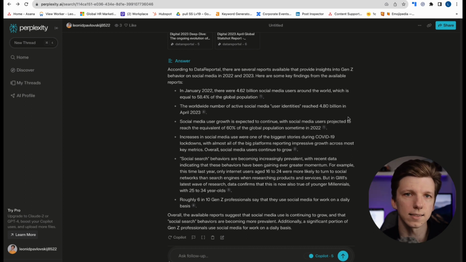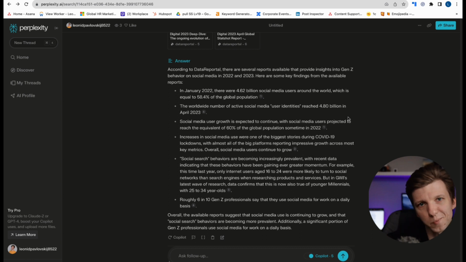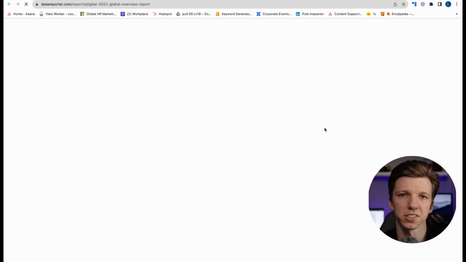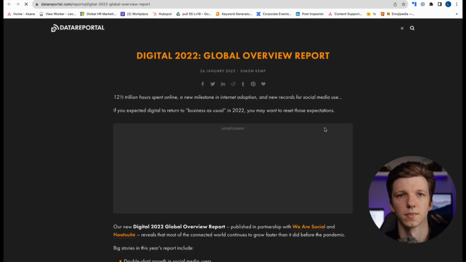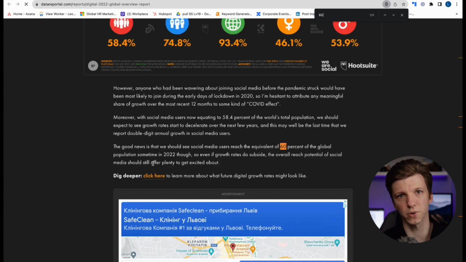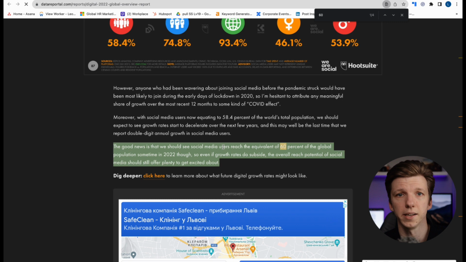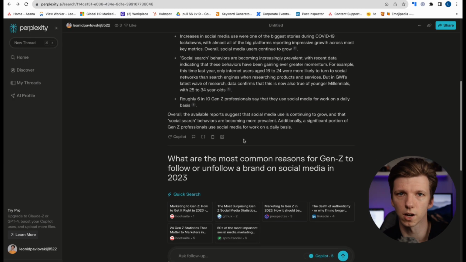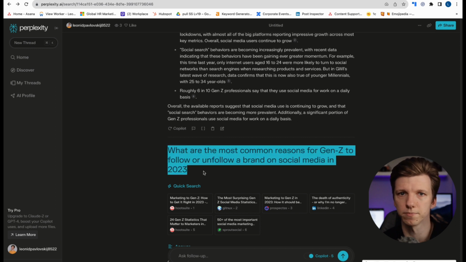I also highly insist on following these little numbers at the end of each bullet point and double checking this information on the original website. You can simply copy the original keyword, go to that website, press Ctrl F or Command F, and just have a look at how this data was presented there. Just try to find the keyword or number that's there so it's less likely to be modified. Perplexity also suggests follow-up questions like the common reasons to follow or unfollow brands on social media.